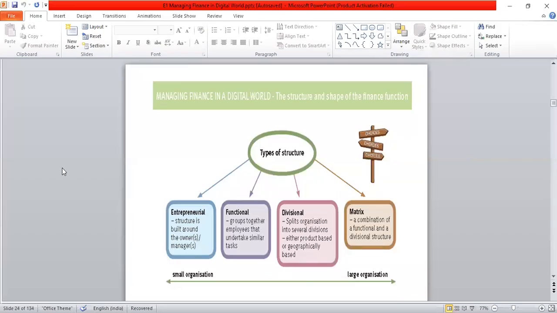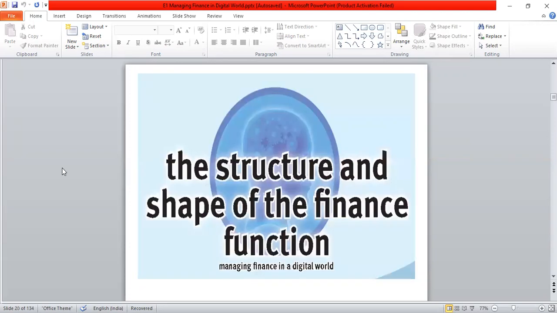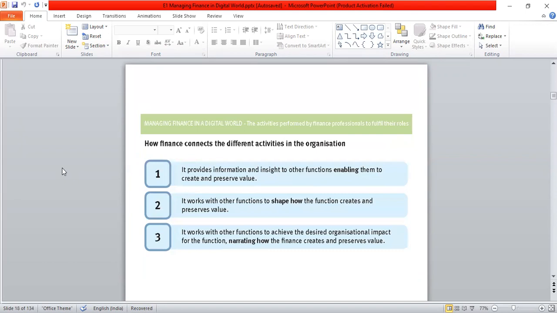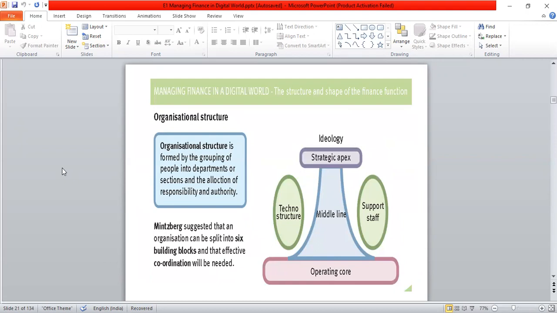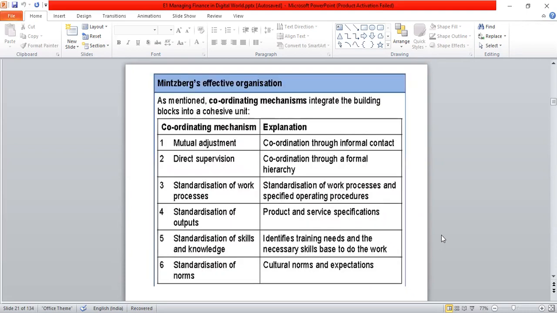So in the previous class, we were discussing the organizational structure. We understood the model given by Mintzberg. Mintzberg talked about the shape of the organization in the form of 6 building blocks. The first one being ideology, strategic apex, middle line which is supported by the technostructure and the support staff, and the operating core. After that, he also explained the coordinating mechanism.